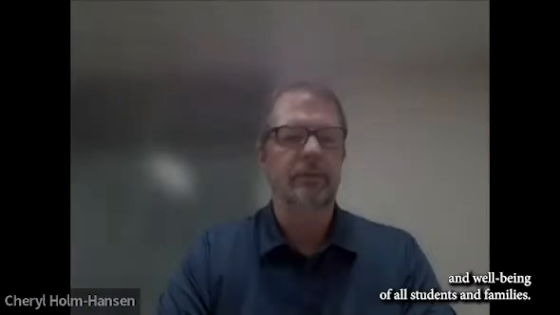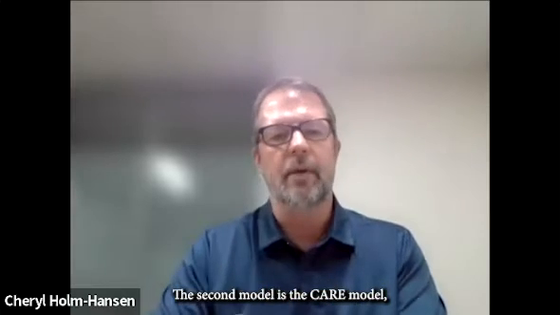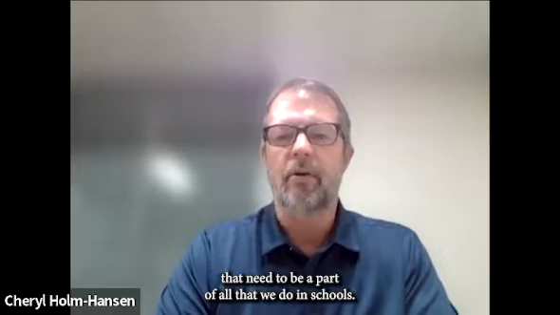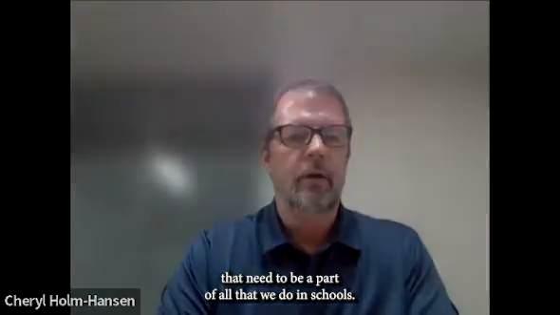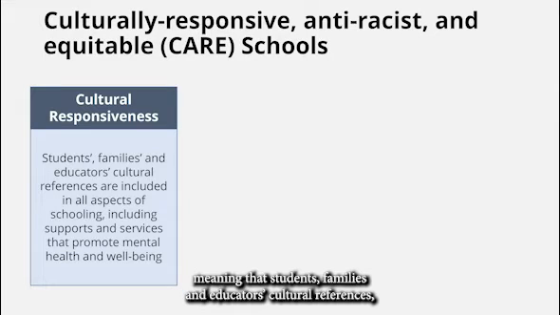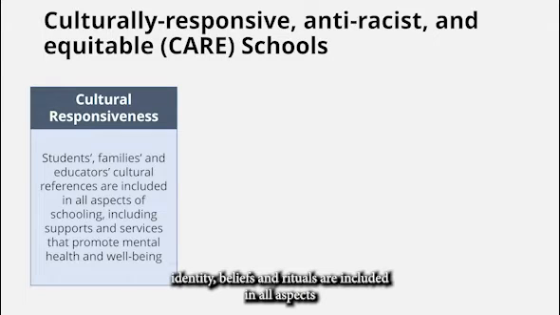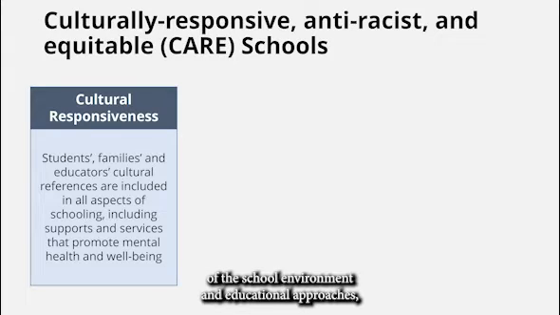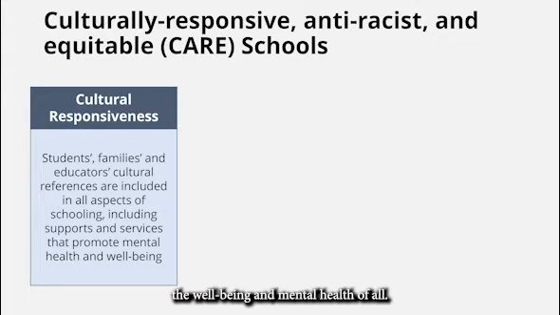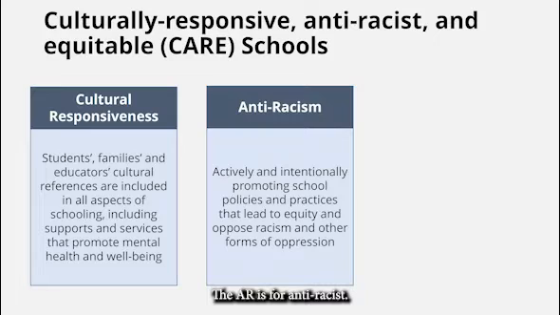The second model is the CARE model, which is a mindset and a set of values that need to be a part of all that we do in schools. The C is for cultural responsiveness, meaning that students, families, and educators' cultural references, identity, beliefs, and rituals are included in all aspects of the school environment and educational approaches, including supports and services that promote the well-being and mental health of all. The AR is for anti-racist.